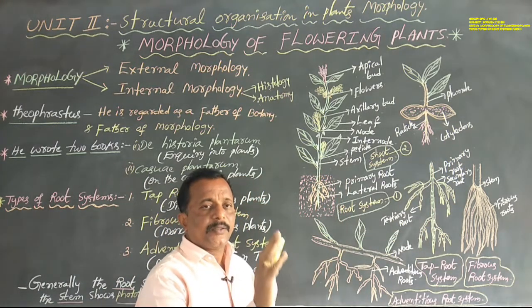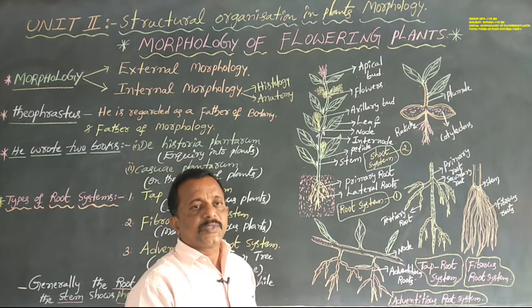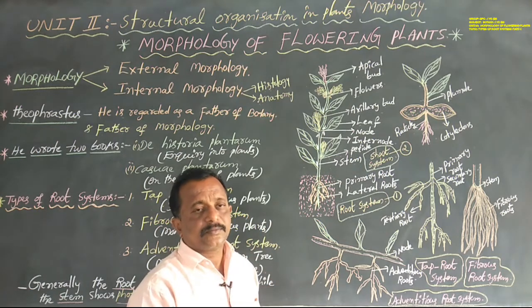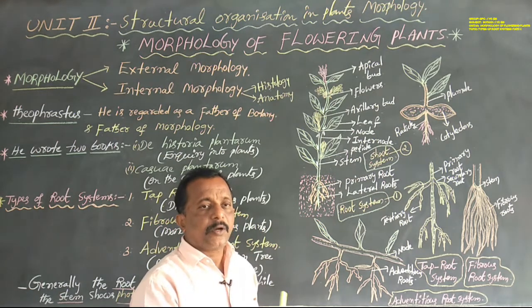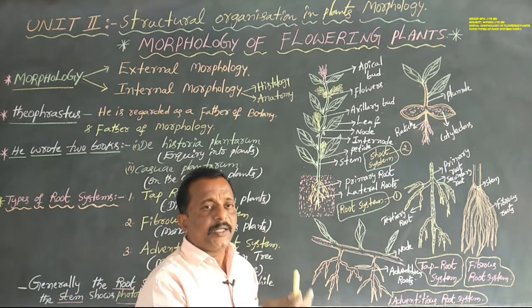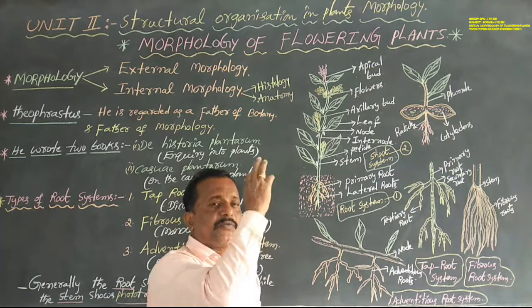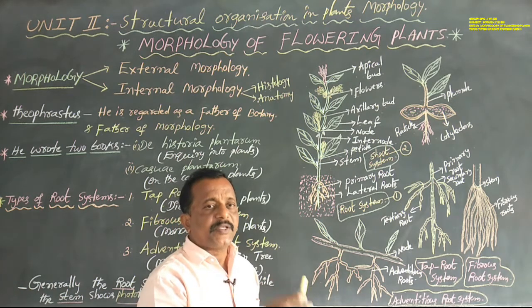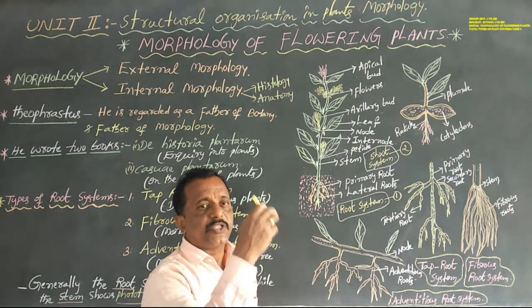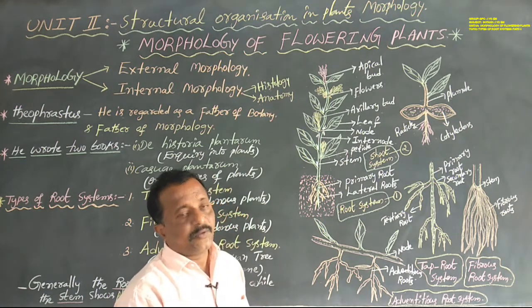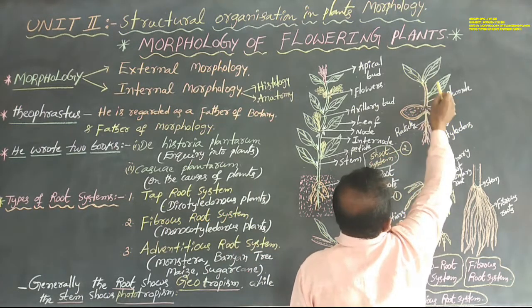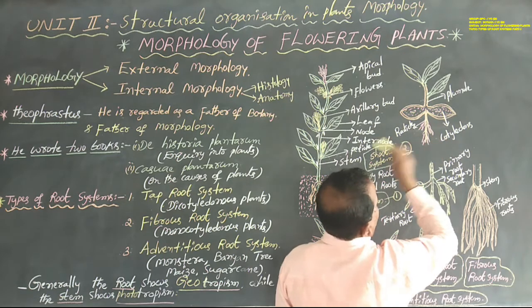Okay, now in the mature seed, the embryonal axis contains radicle and plumule. Radicle always grows into the soil, plumule always grows above the soil. Plumule is the aerial part, radicle is the underground part. So this radicle always develops into the root system, this plumule always develops into the shoot system. This is a radicle, this is a plumule.